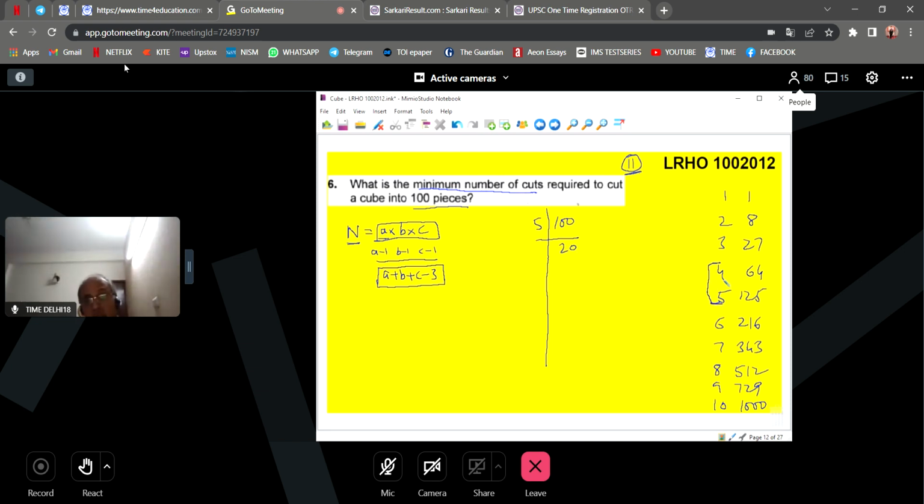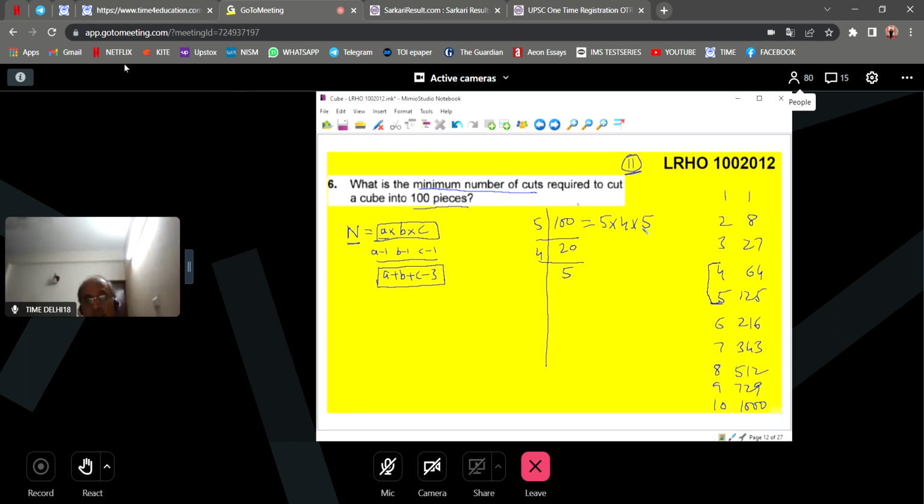20. Is it divisible by 4? Yes. Is it divisible by 5? Yes. What do I do? I can divide by any of them. 4 से कर दिया, क्या आया? 5 आ गया. ठीक है? And this number 5 is also divisible. But see, I don't need to further divide this. Why? Because I've been able to split this number into 3 so that the product of these three numbers is 100.